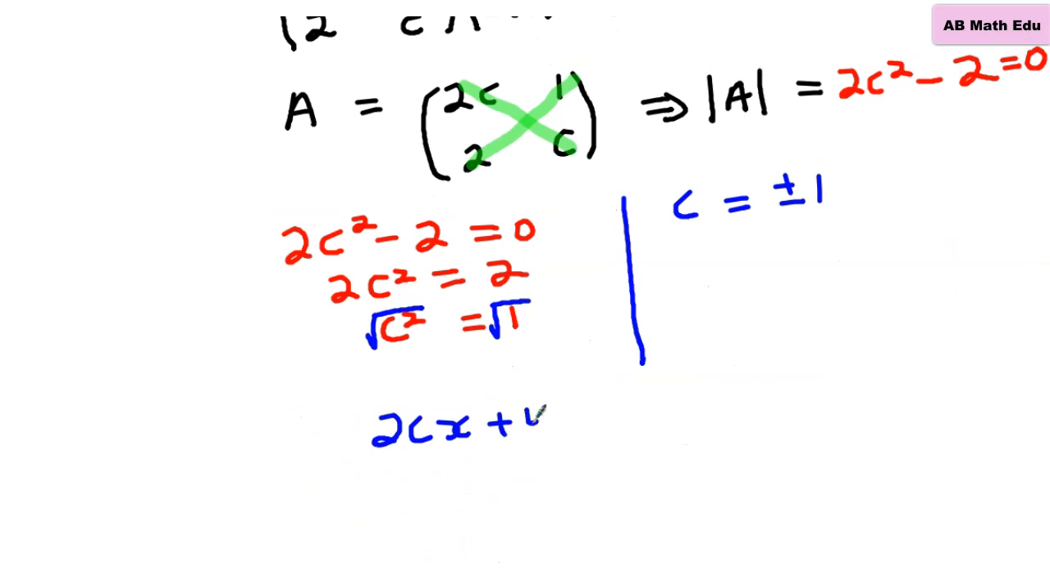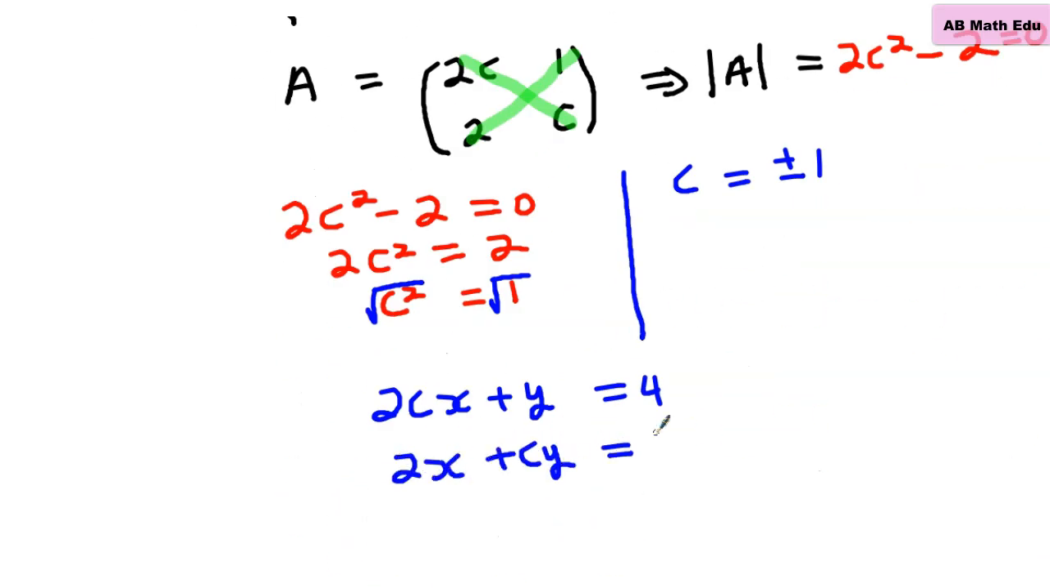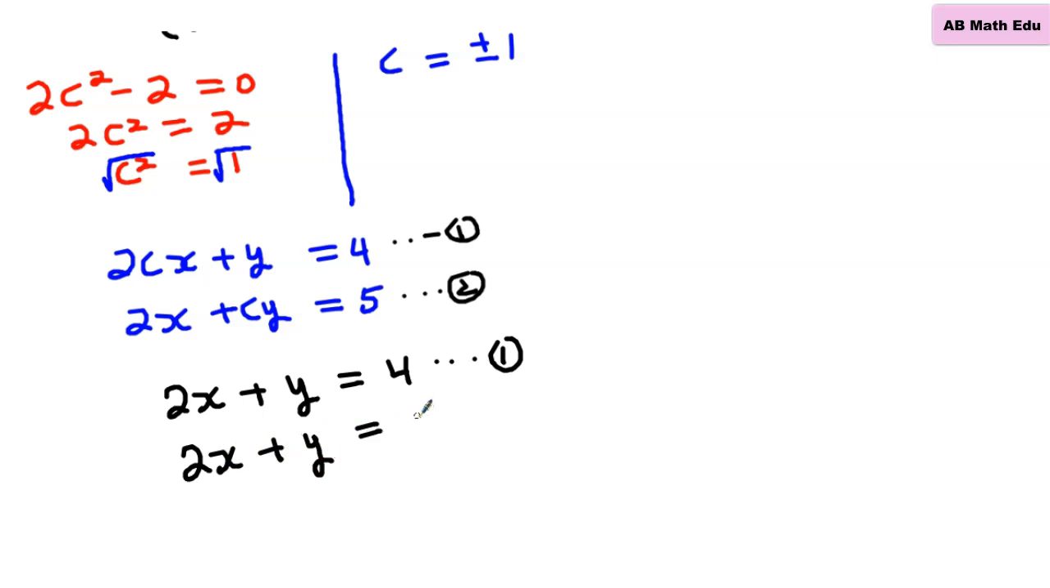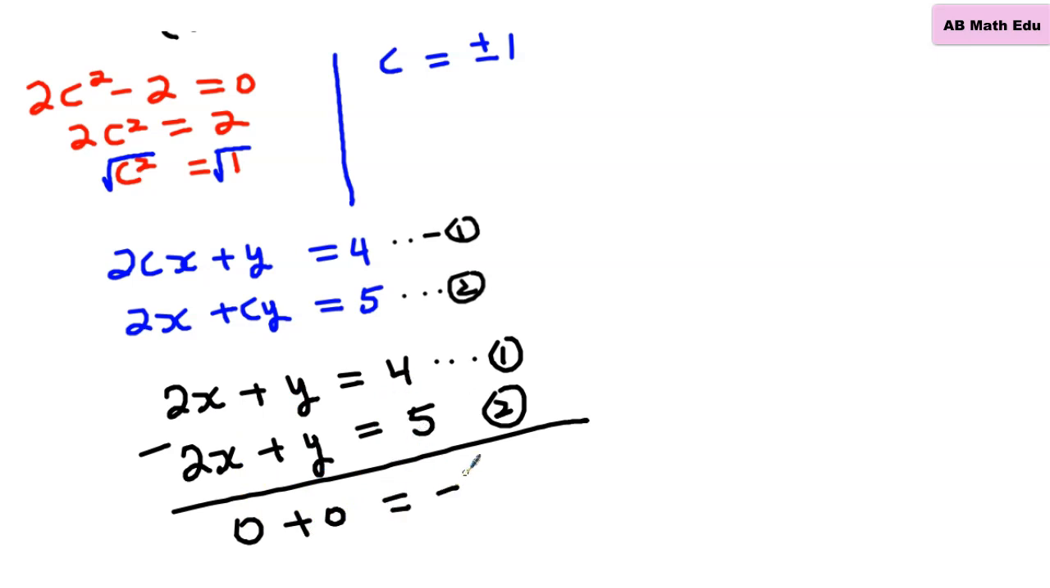We have 2x plus y. Realize that we have the two system equations here, which other people call simultaneous equations, and if we replace C with positive 1, we are going to get 2x plus y equals 4, which is the same as equation 1, and then 2x plus y equals 5. If we subtract, we'll have 0 here, 0 here, and -1, and the variable we are trying to solve for is turning into 0. So that means it won't give us any solution.